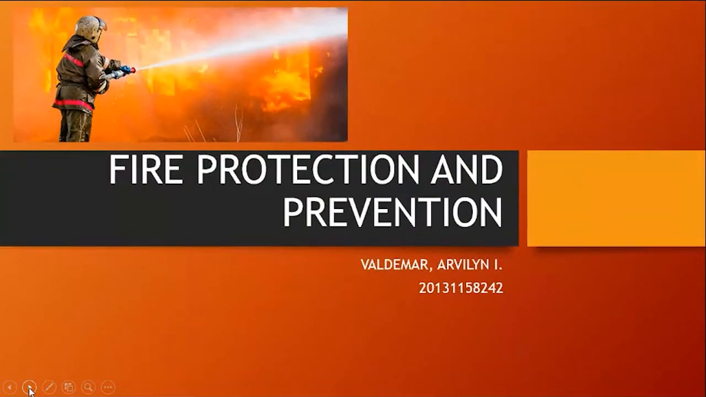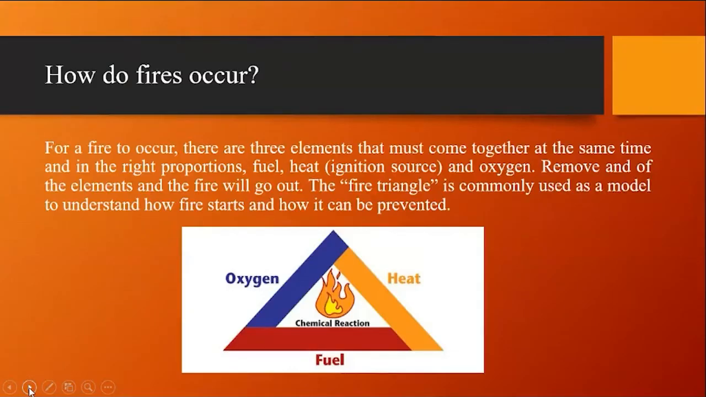Fire protection and prevention. So, how does fire occur? For a fire to occur, there are three elements that must come together at the same time and in the right proportions: fuel, heat, oxygen. Remove any one of the elements, and the fire will go out. The fire triangle is commonly used as a model to understand how fire starts and how it can be prevented.